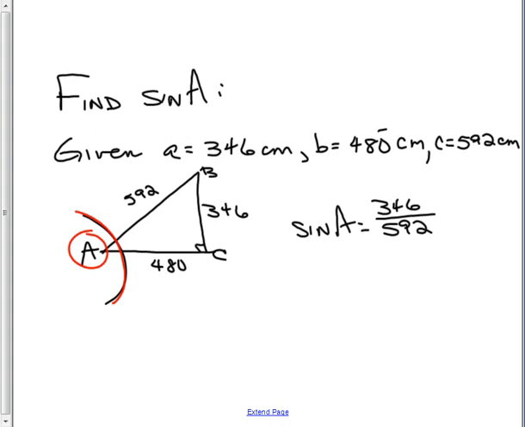If I use tangent, sure. Well, we'll put a little or in here. Tangent of A is 346 over 480. It should be opposite over adjacent then. Right. And here's where your SOHCAHTOA comes in. Anytime I draw a picture of a triangle, SOHCAHTOA works. If I don't draw a triangle, it won't work.